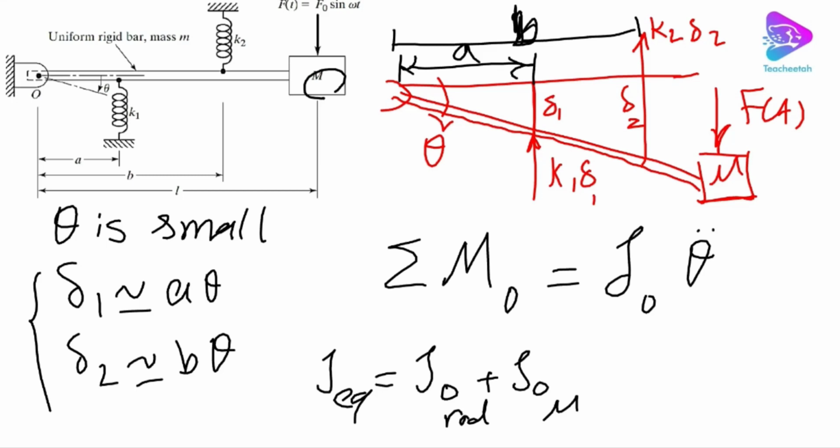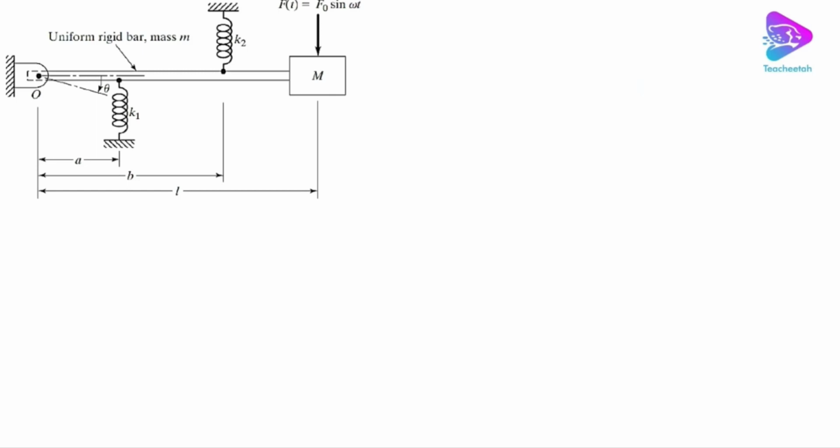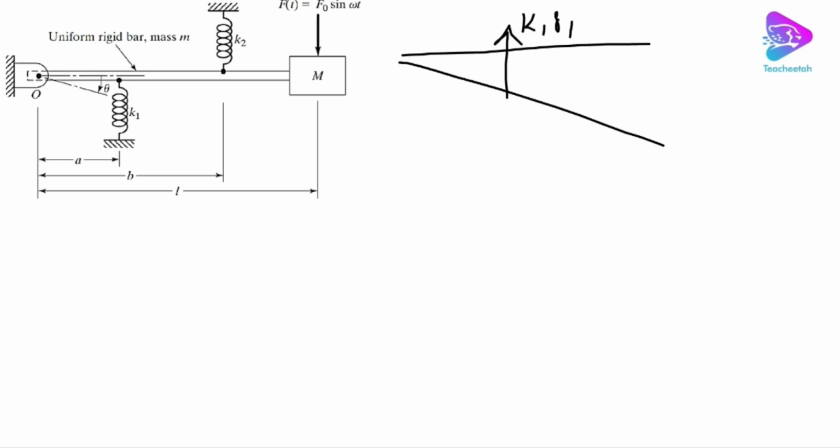Okay, so keep that in mind. So let's do it again and see quickly what we have. We have basically one force here, K1 delta 1, one force there, K2 delta 2, and then we have this mass, this is theta. So if we write the equations, we can see how we can find the equivalent moment.